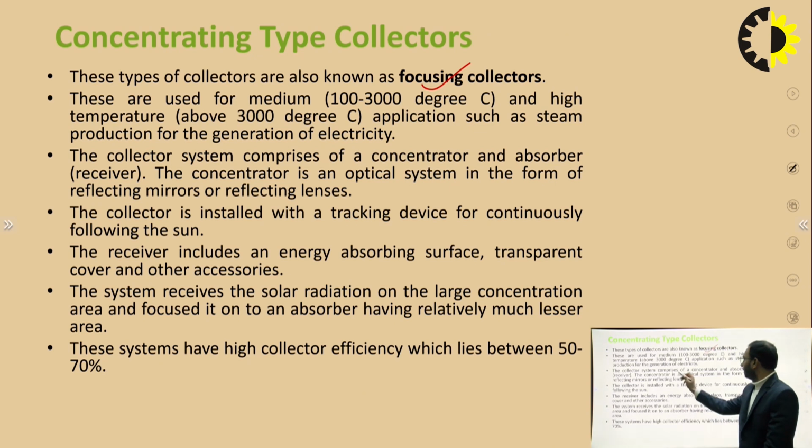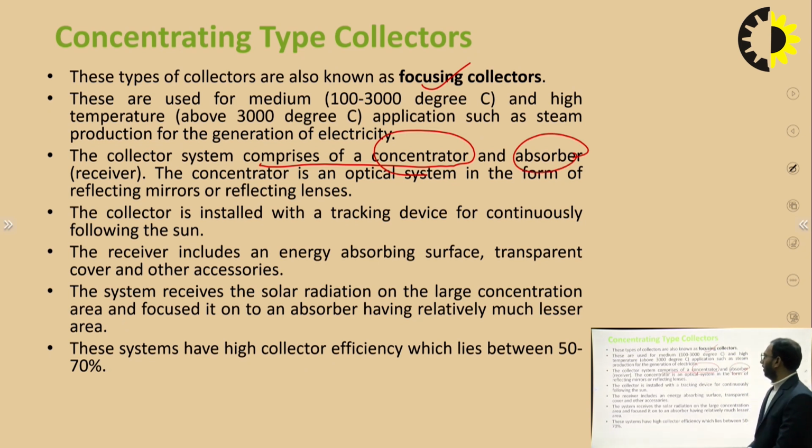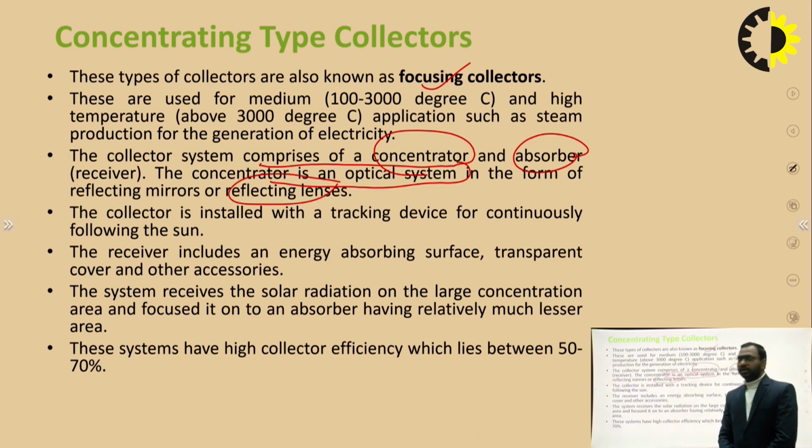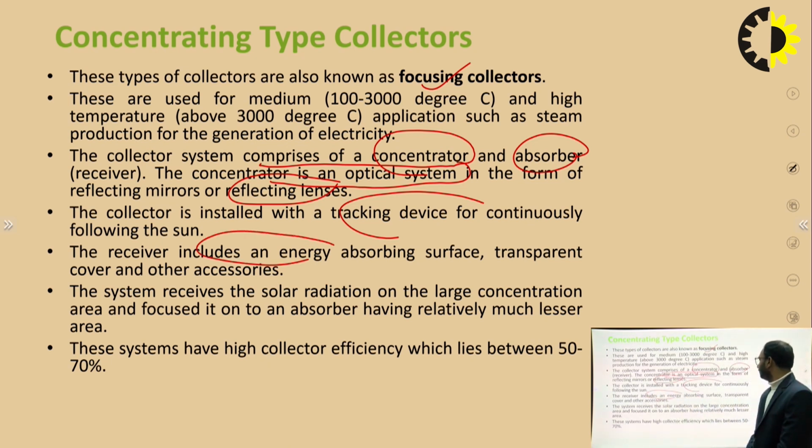The collector in this type of system comprises a concentrator and an absorber. Absorber means receiver, and the concentrator is an optical system in the form of reflecting mirrors or lenses. This type of collector is installed with a tracking device for continuously following the sun. The receiver includes an energy absorbing surface, a transparent cover, and other accessories.